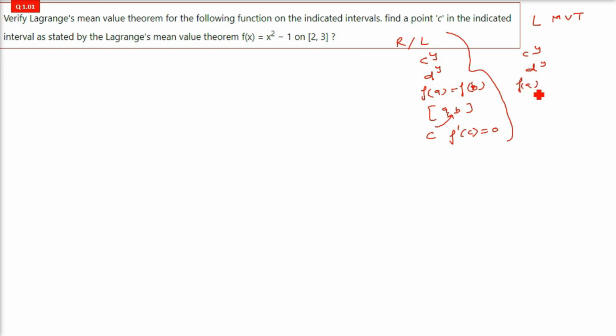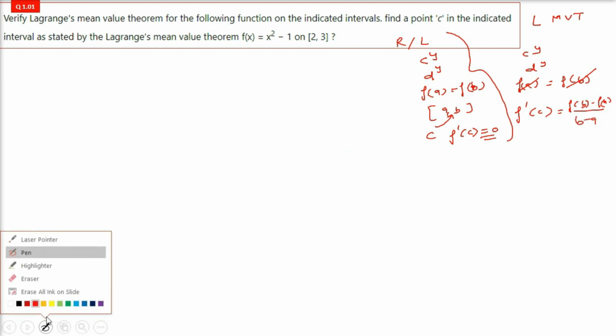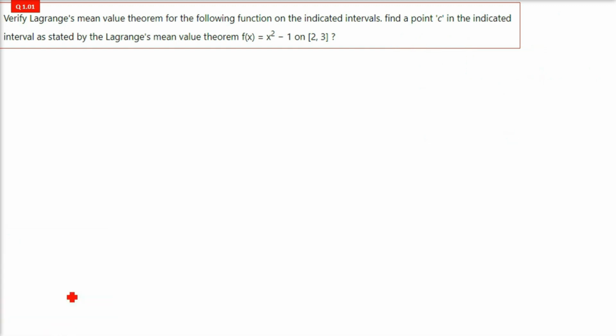Now, MVT says continuity and differentiability is enough. f(a) equal to f(b) is not required. If continuity and differentiability are established, then we will have f'(c) that will not be equal to 0. Rather, it will be equal to (f(b) minus f(a)) by (b minus a). This has to be done. So let us see the question. There are various questions which are alike, similar to this one, so we are going to skip them. You need to understand this very well.